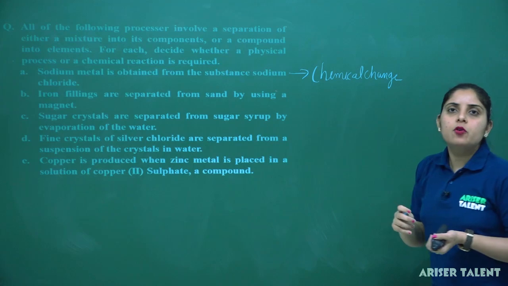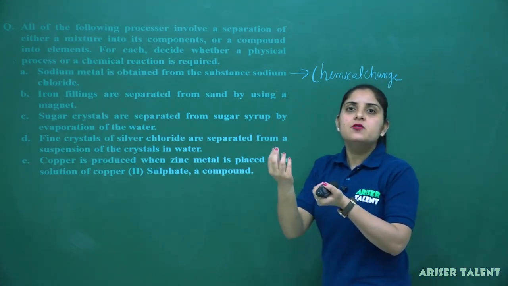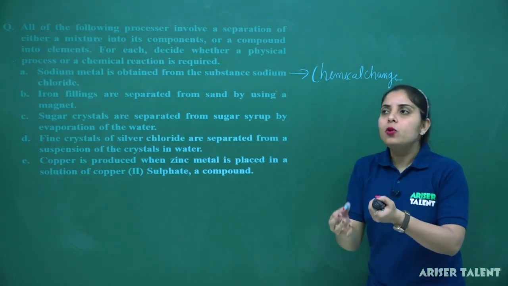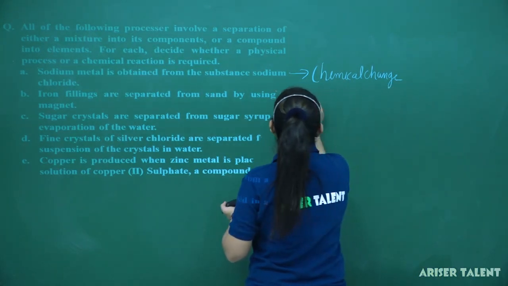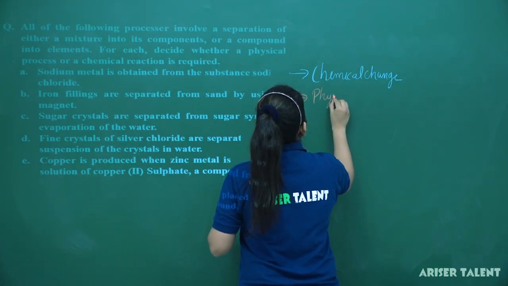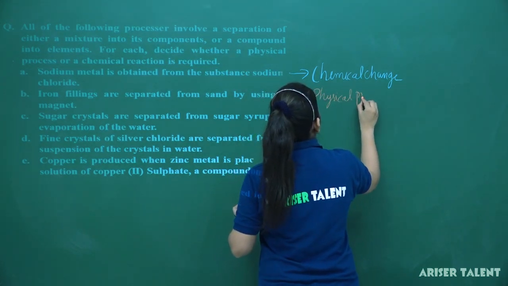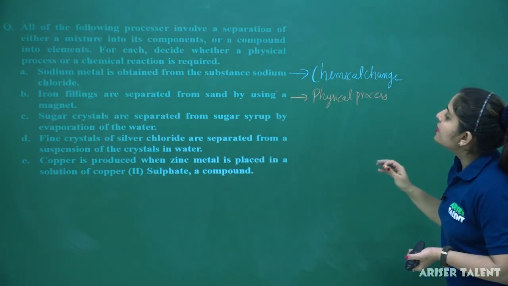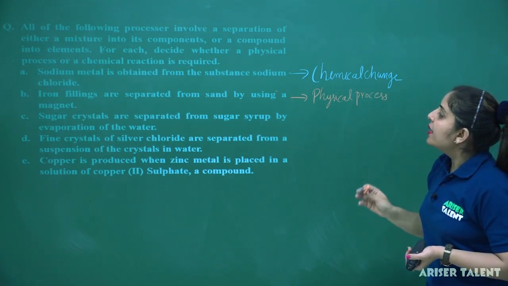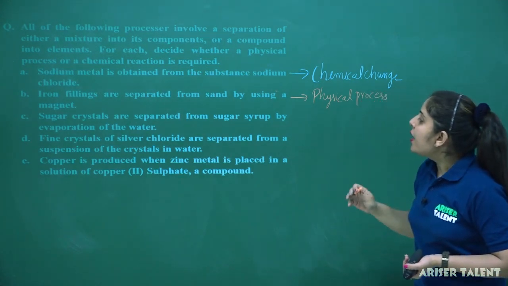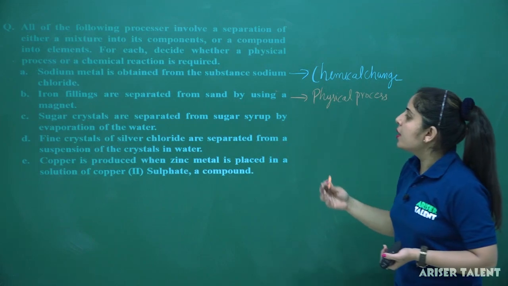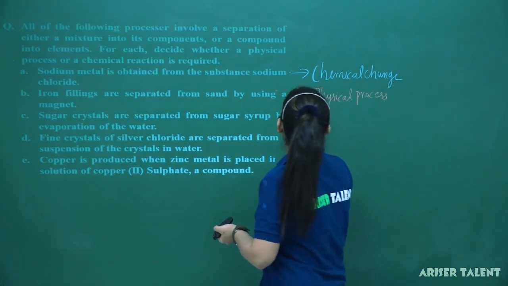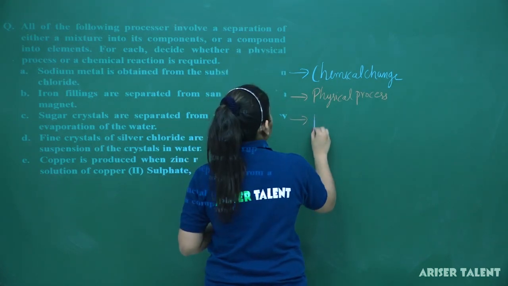Iron filings separated from sand. If I am separating iron filings from the sand, there is no change in the chemical properties, it is only a physical process. So this kind of process is a physical process. Sugar crystals are separated from sugar syrup by the evaporation of water. If I am separating sugar crystals from syrup by evaporation, there is a change in only the physical condition. So this kind of change is again a physical process.